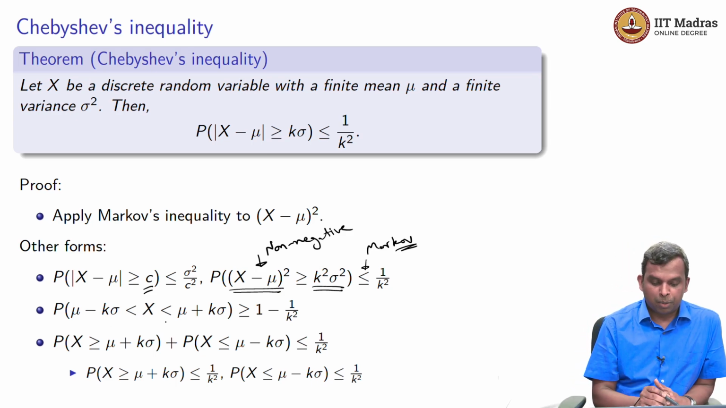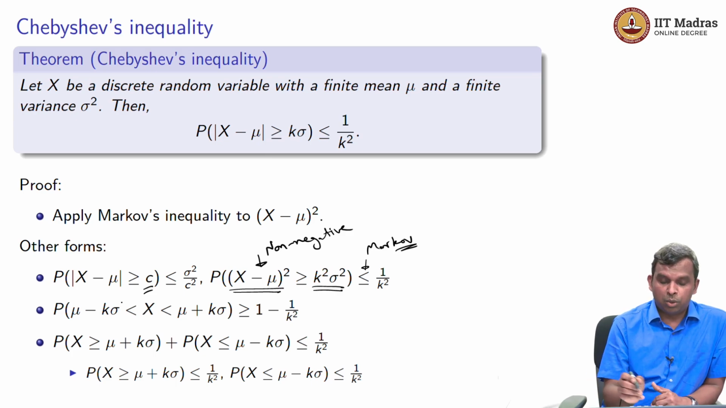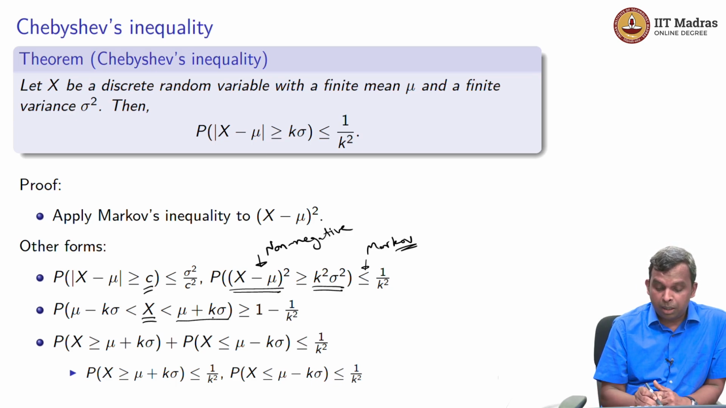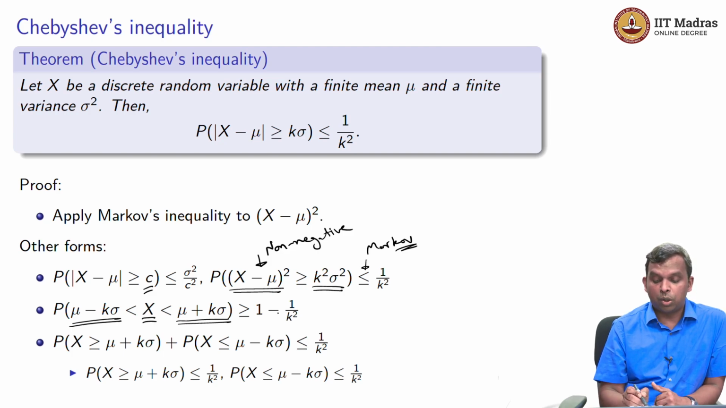People also write it like this: |X minus mu| greater than or equal to k sigma. The complement, X being between mu minus k sigma and mu plus k sigma, has probability greater than or equal to 1 minus 1 by k squared. If |X minus mu| is less than or equal to k sigma, that probability is greater than or equal to 1 minus 1 by k squared. This is the complement of the earlier statement.